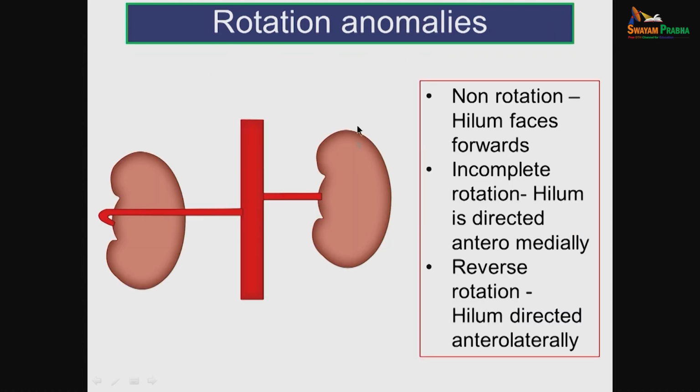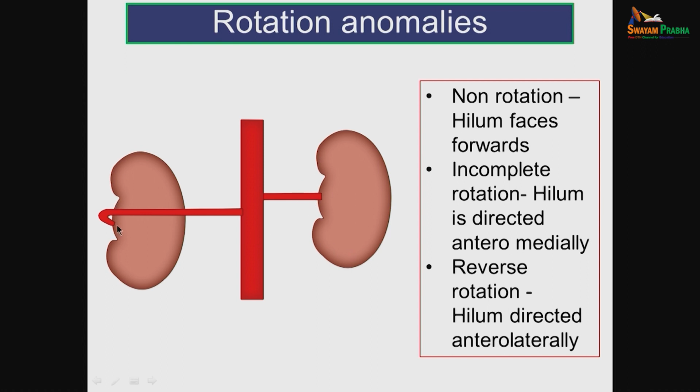Next, I told you that kidneys, when they ascend, the hilum which is directed anteriorly rotates and hilum will face medially. Suppose there is no rotation, it's called non-rotation. Hilum will face anteriorly or forwards. Suppose there is incomplete rotation, it's not completely rotated to the medial aspect. Hilum will be directed anteromedially. This left kidney is normal, rotation has occurred.